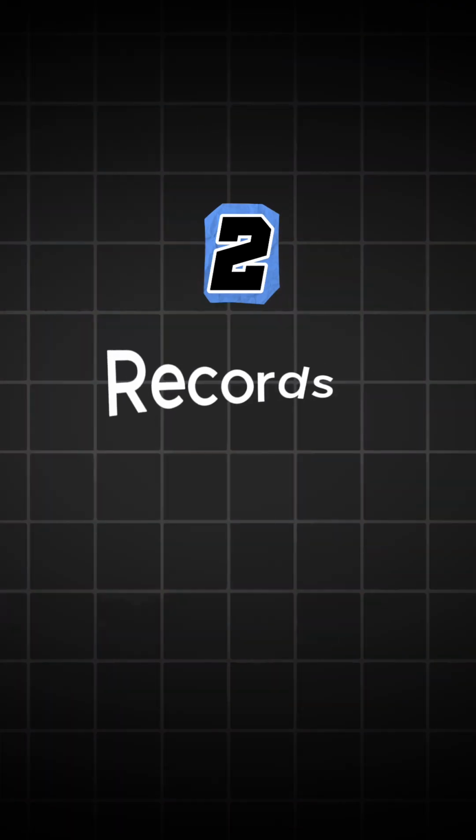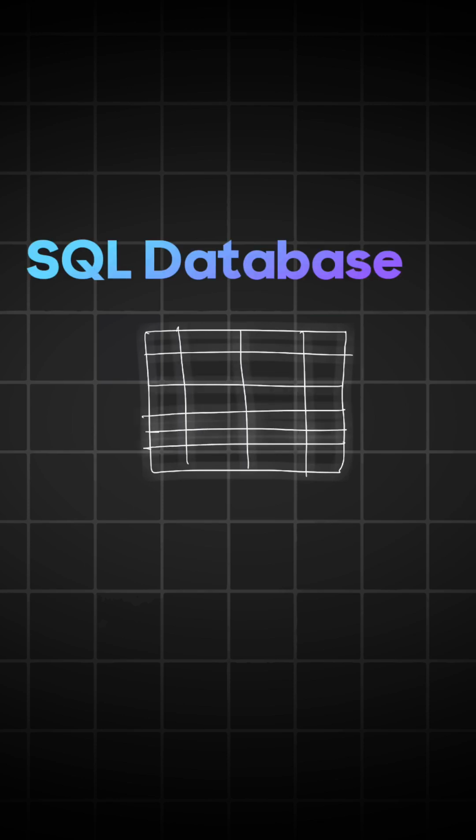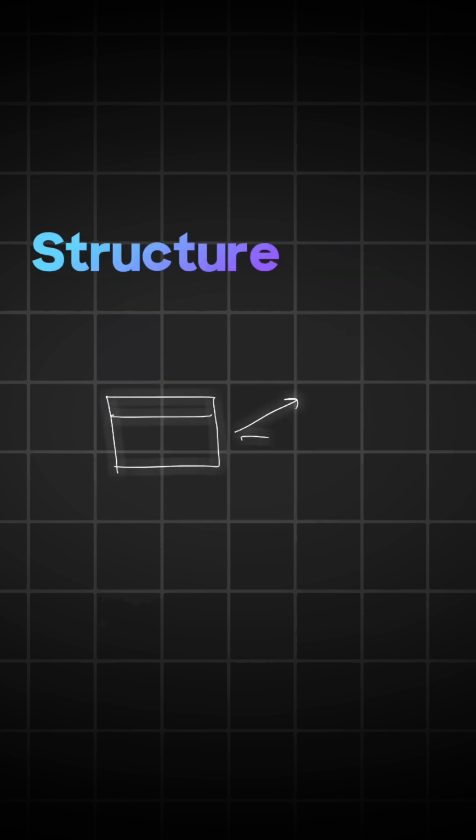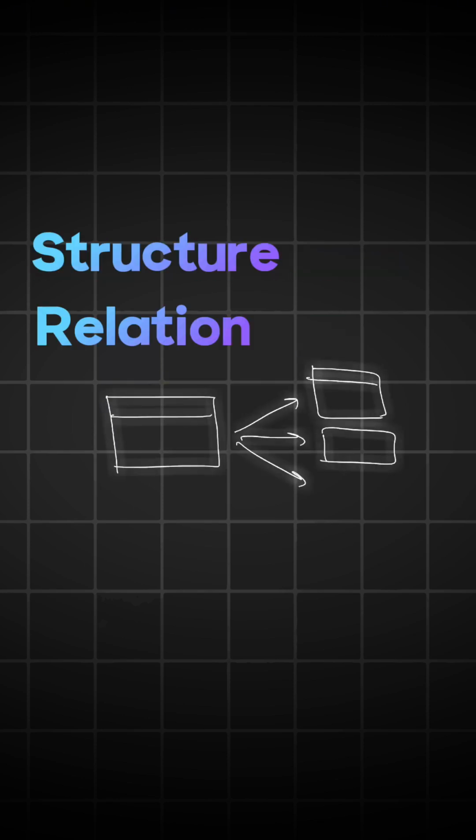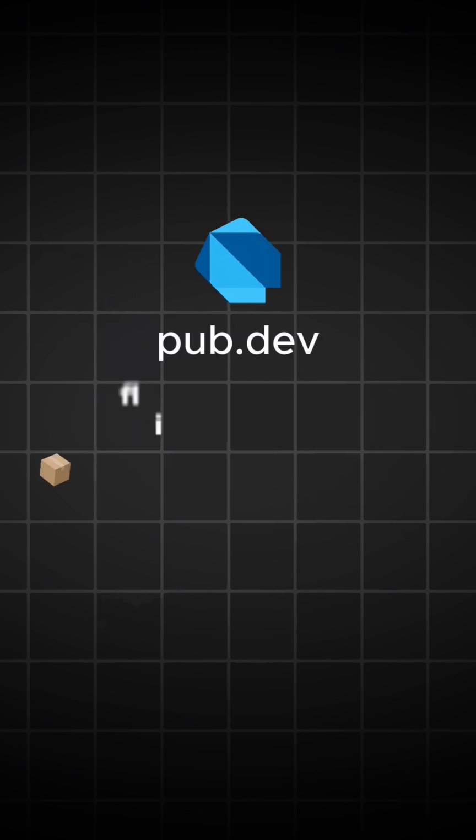Records and information. For more complex data like user information, a SQL database is a great choice. It allows you to store structured data and manage relationships between tables. The sqflite package is an excellent tool for managing such scenarios efficiently.